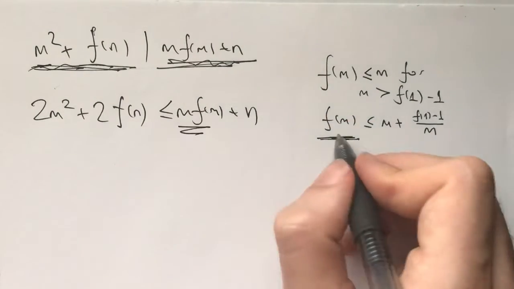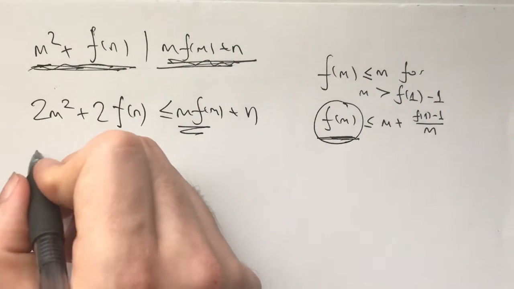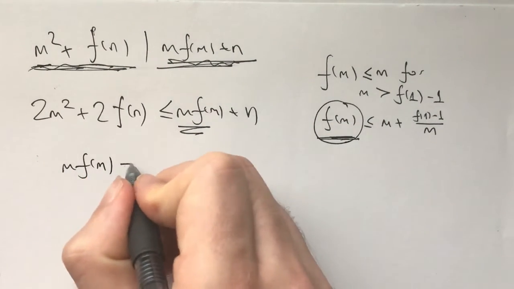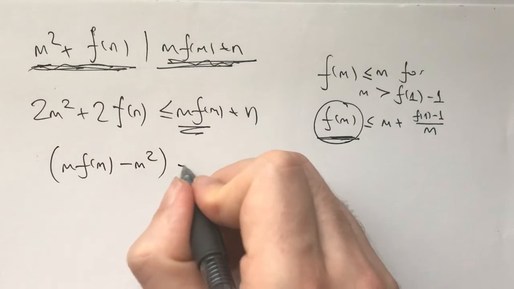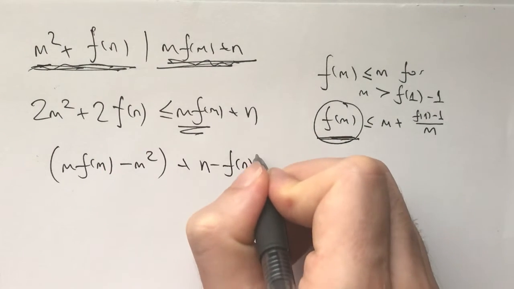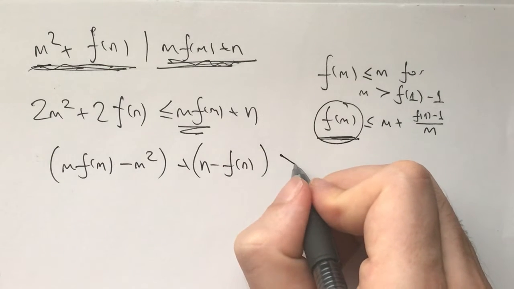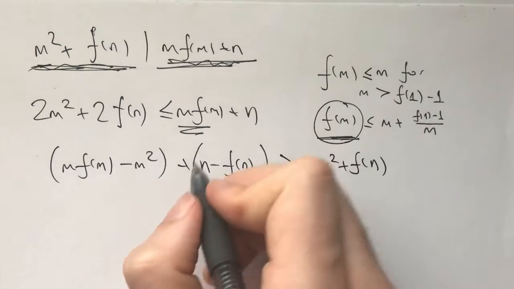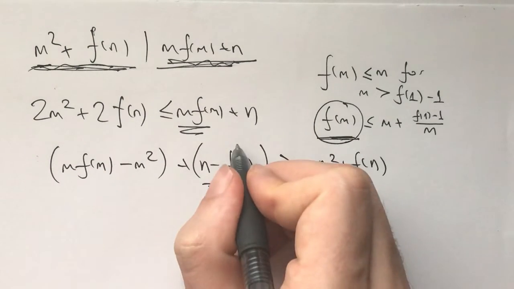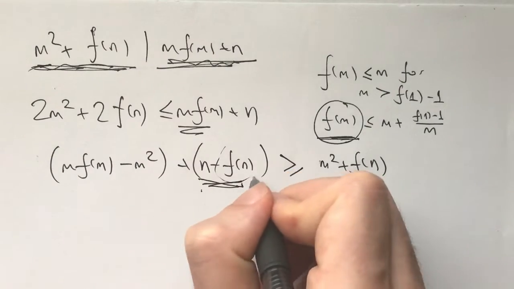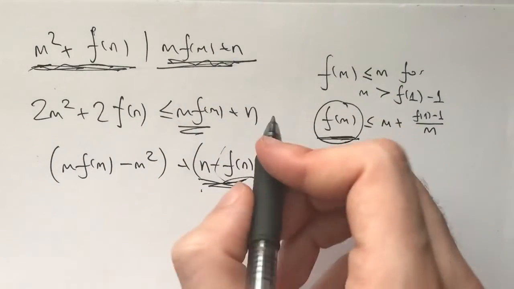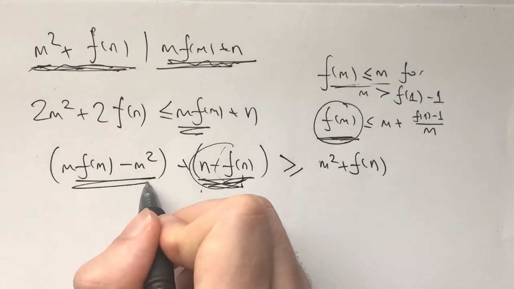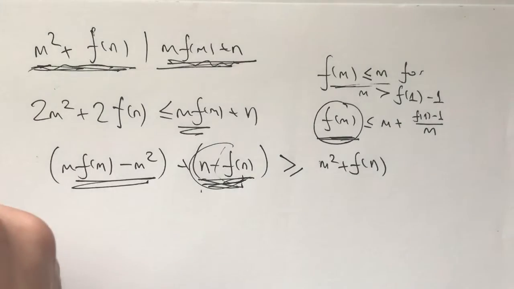And now with this, keep this in mind, what I have is m f of m minus m squared plus n minus f of n. Again, this is going to be greater than or equal to m squared plus f of n. Now, if n is a fixed number, say, a small fixed number, then this is going in the positive direction. Now, this is positive. But this thing right here is going in the very negative direction.